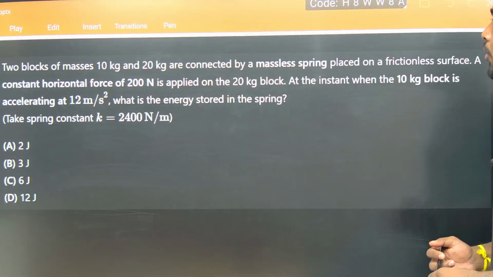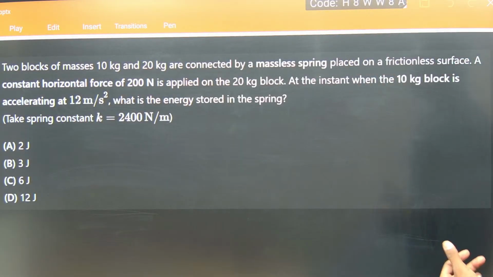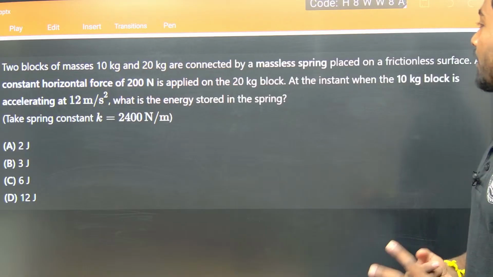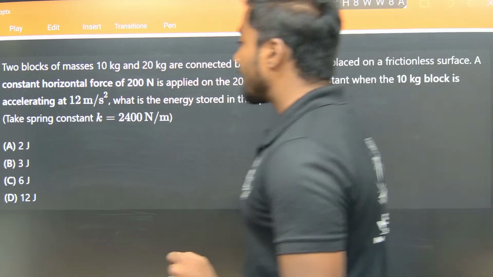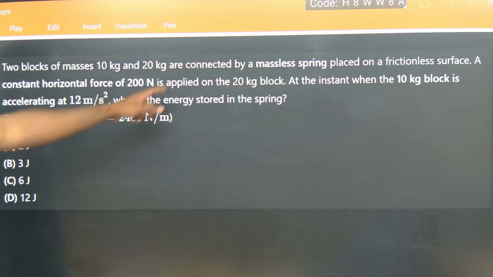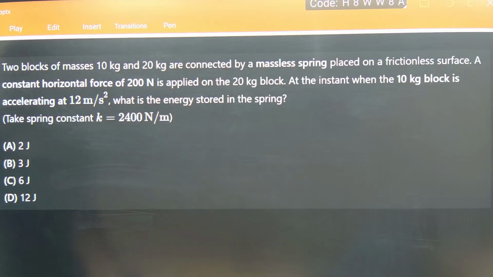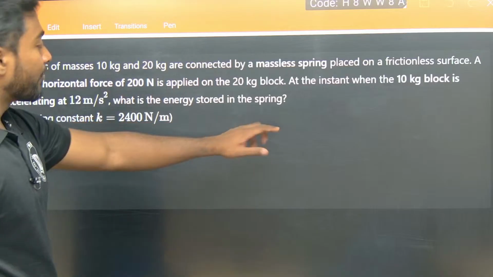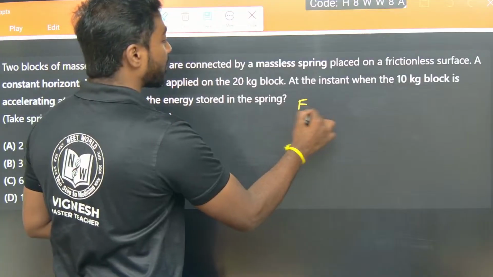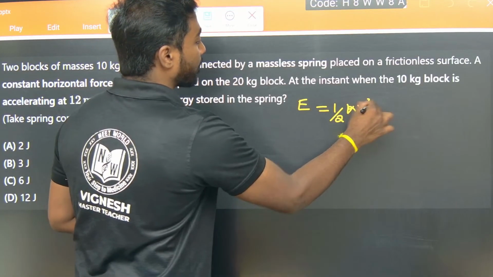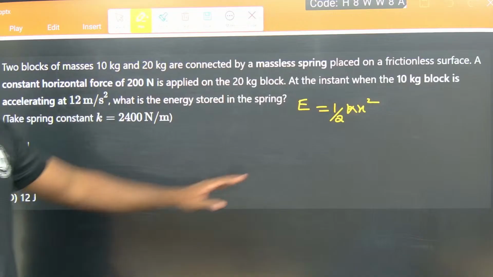Two blocks of mass 10 kg and 20 kg are connected by a massless spring placed on a frictionless surface. A constant horizontal force of 200 Newton is applied on the 20 kg block. At the instant when the 10 kg block is accelerating at 12 meter per second square, what is the energy stored in the spring? So we will first write the formula for energy stored in the spring. Then I can write whatever the given terms are. So energy stored in the spring is E equals half kx square. This is the energy stored in the spring.